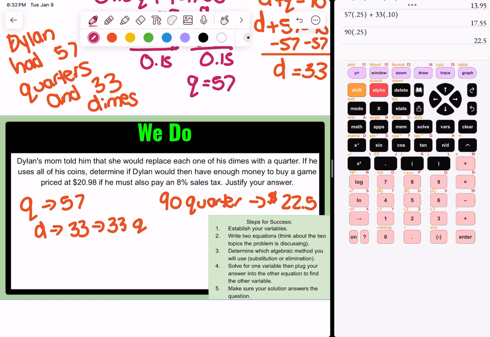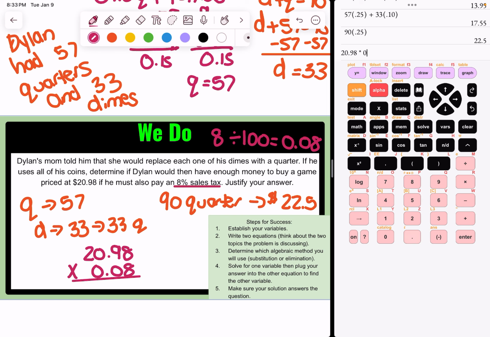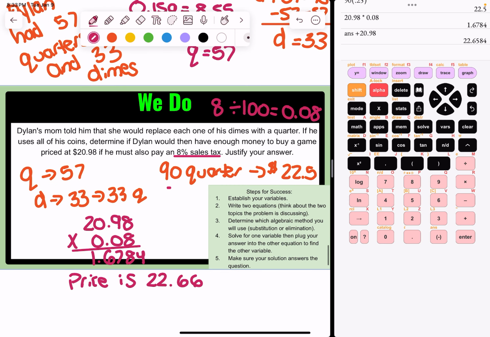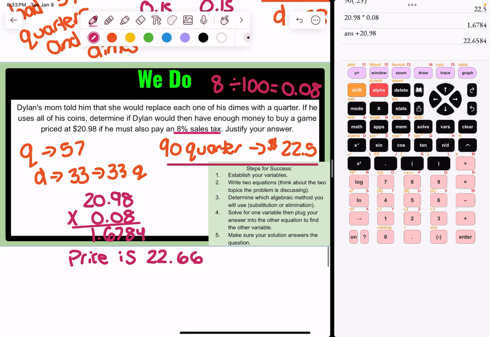It then says, if he uses all of his coins, determine if Dylan would have enough money to buy a game that is $20.98 with an 8% sales tax. To find sales tax, you have to change that to a decimal. So we would do 8 divided by 100, which gets us 0.08, and we have to multiply that by the price. 20.98 times 0.08 means the sales tax is 1.6784. Add that to the 20.98, the original price. The price is $22.66, we could say. But he only has $22.50, so he would not have enough.